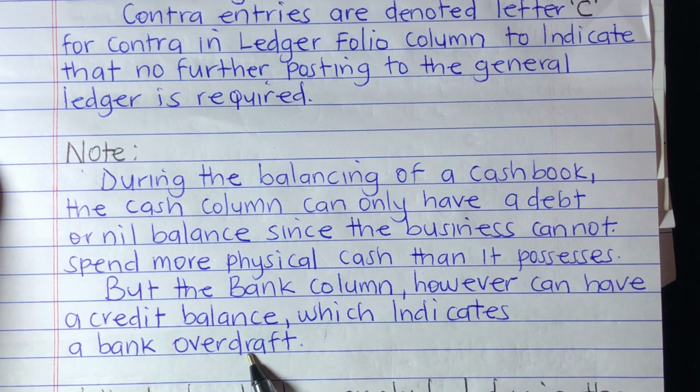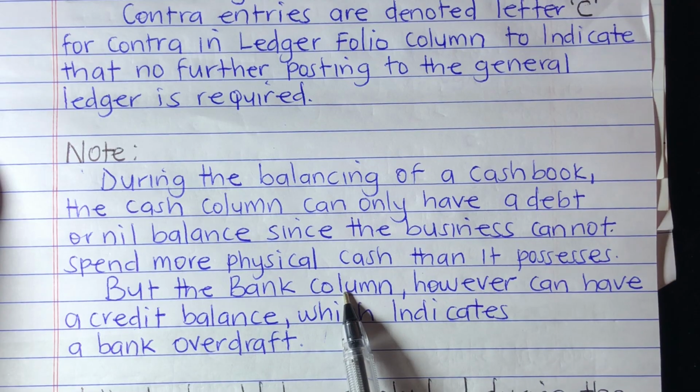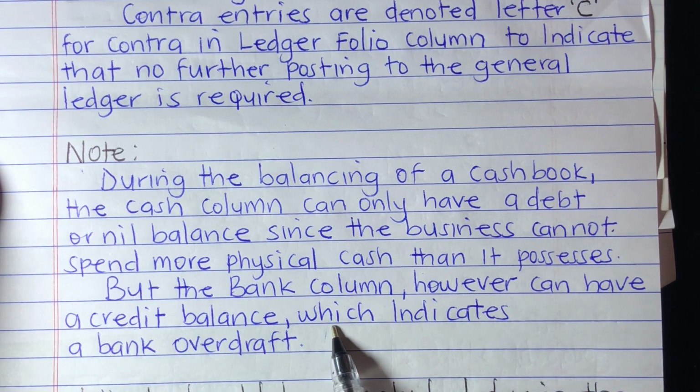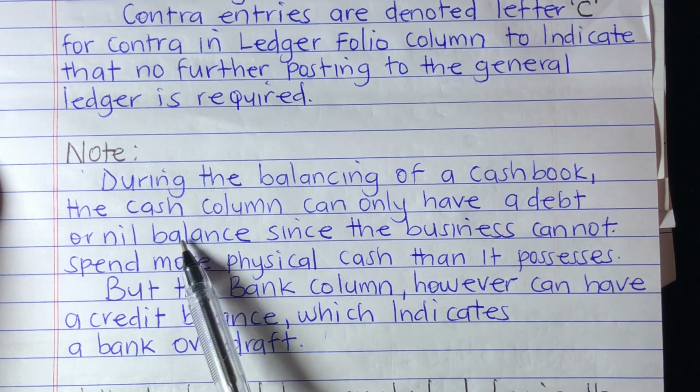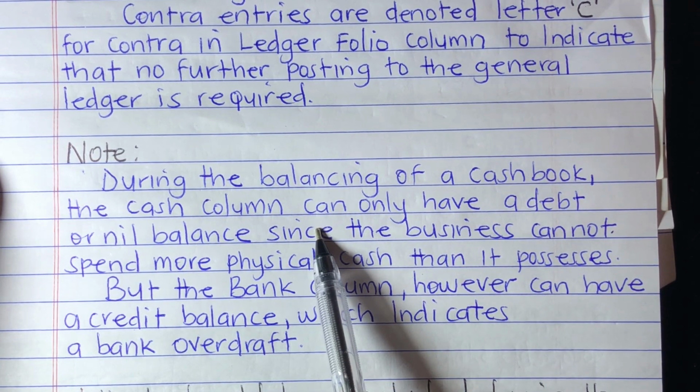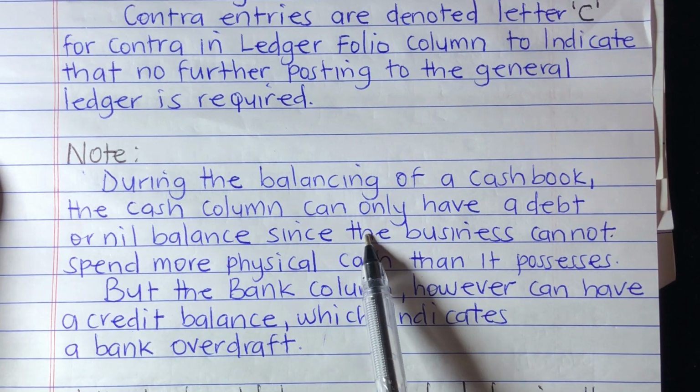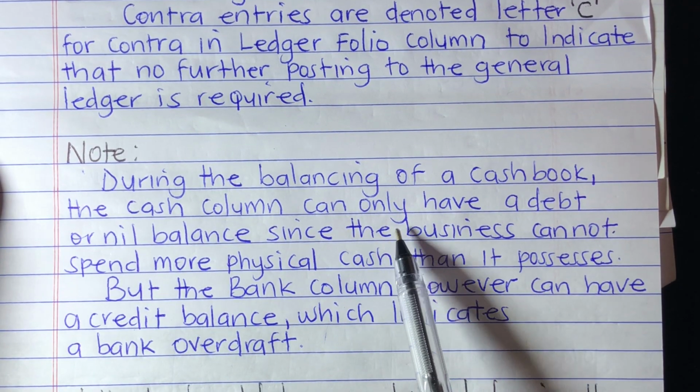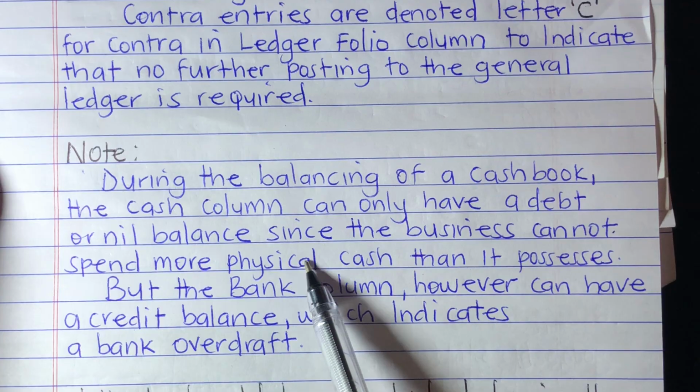Take an example. You've purchased goods using the bank, and you're paying by cheque, and the commodity is for 5 million and you have 4 million on your account. The bank can give you a top up of 1 million, so the 1 million becomes the bank overdraft. So the bank column can have credit balances, which indicates a bank overdraft. But the cash column only has debit or nil balances, because you can't spend money in cash more than what you have. You only spend what you have or less than that.